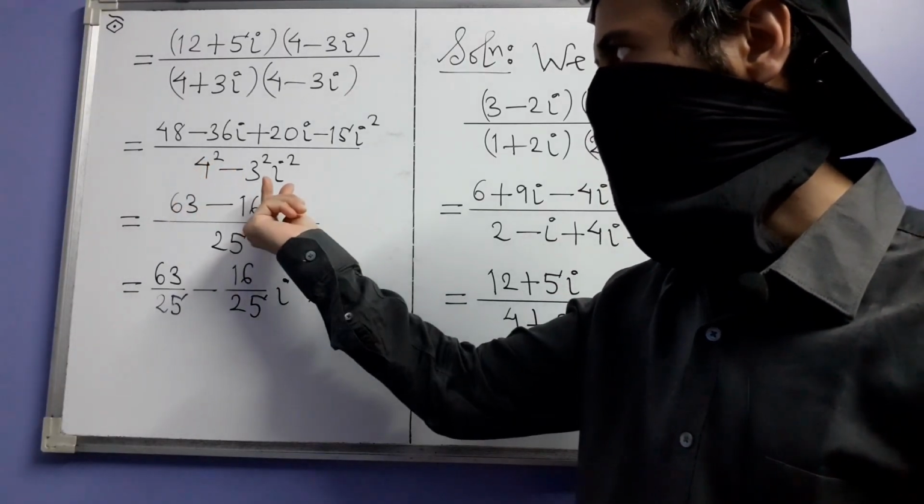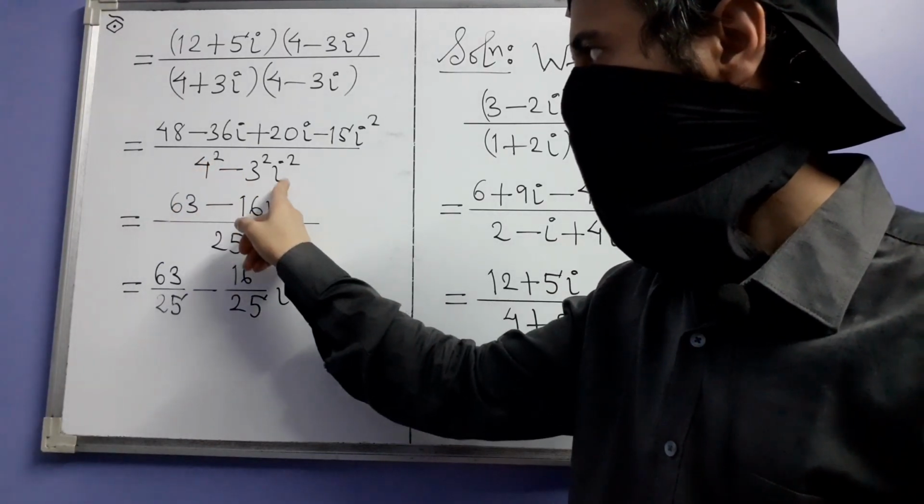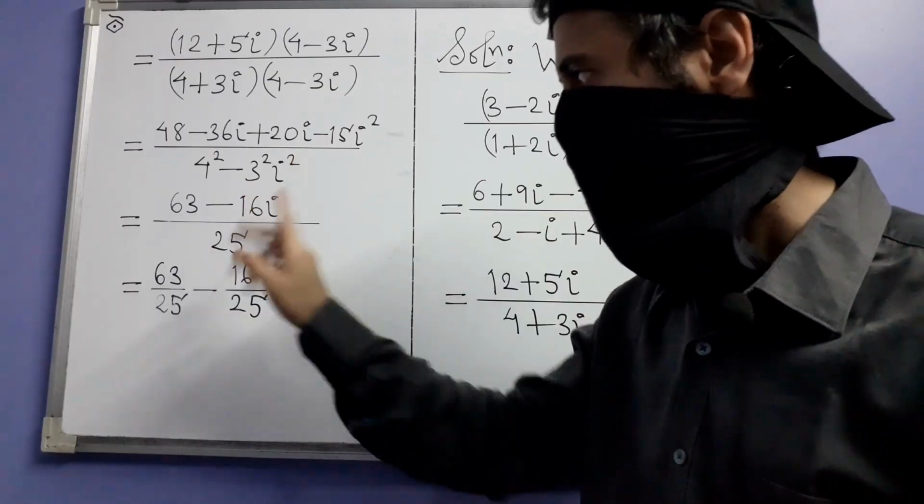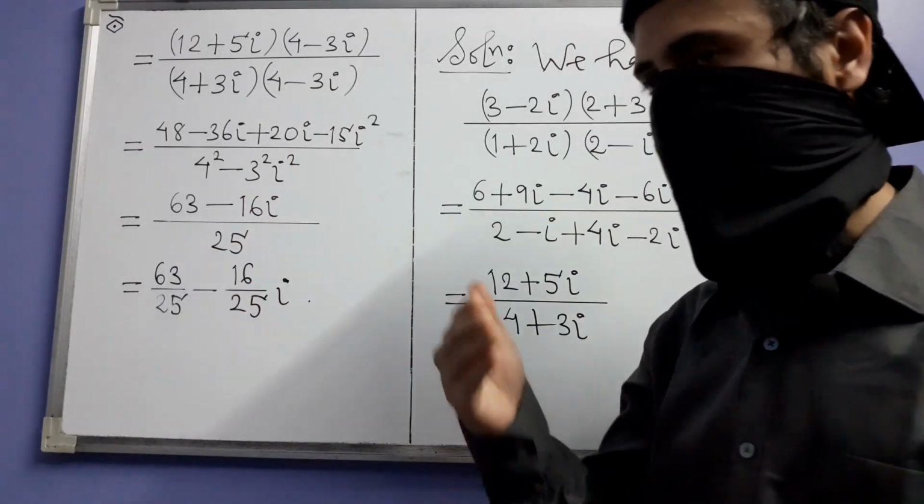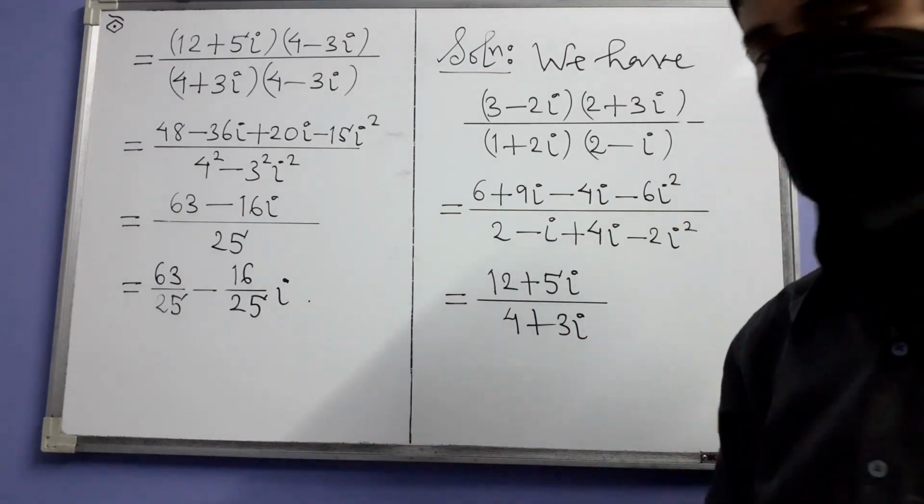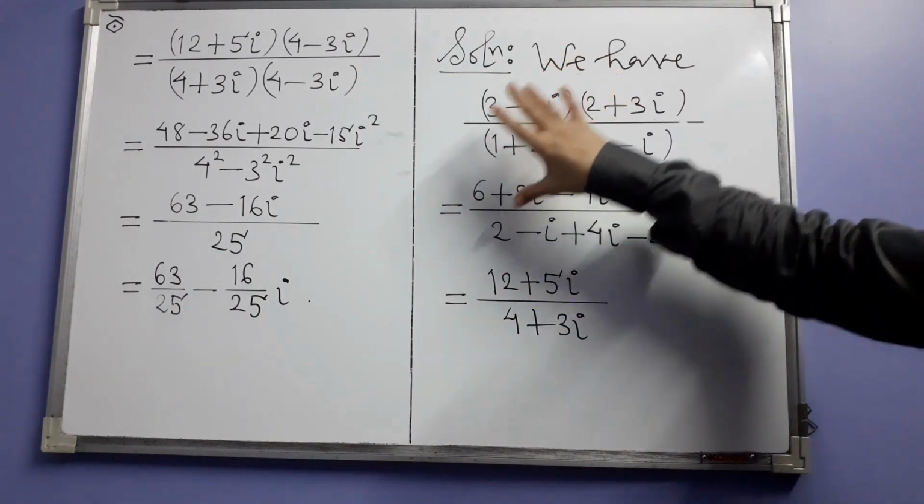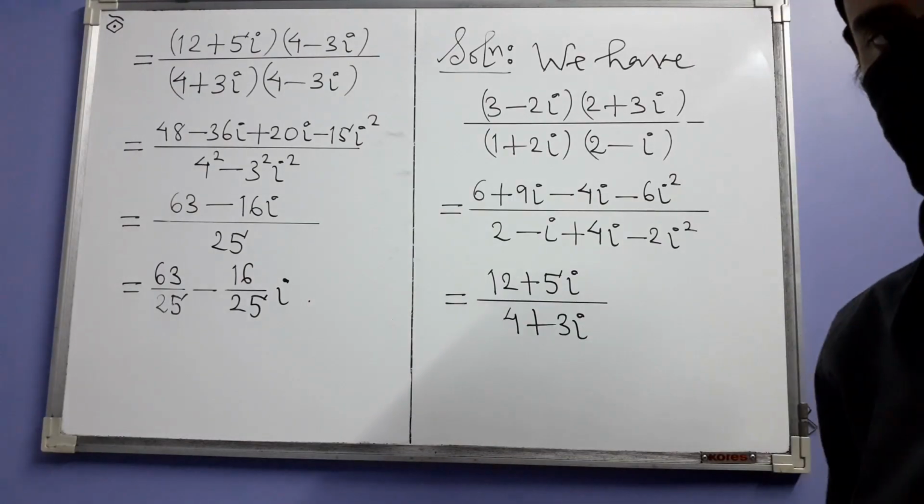And what do you get here? 16 plus 9 is 25. And then when you express this in the form a plus ib, it looks like this. So this given number actually is this complex number.